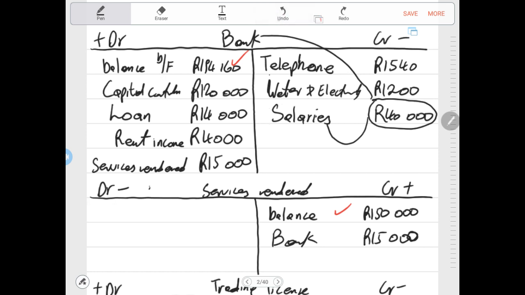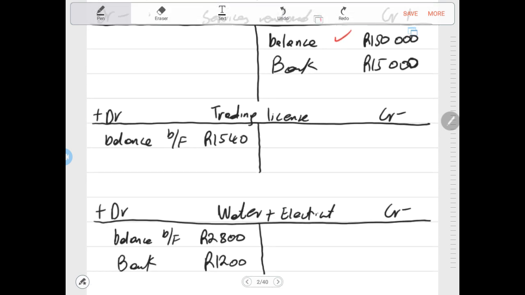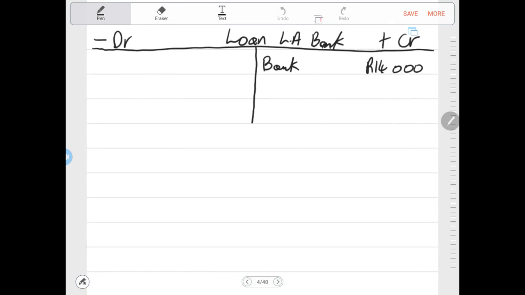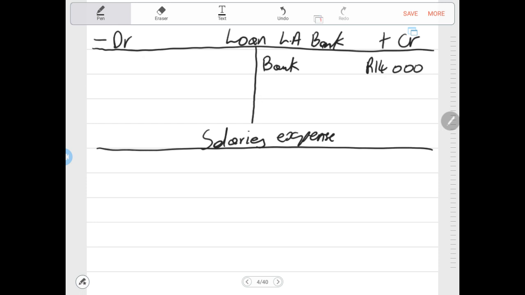So now we need to ask, do we have a ledger account called salaries? We don't have a salaries ledger account. Then we need to open a ledger account called salaries. Now let us open the ledger account called salaries. Salaries are an expense. We know that because salaries are an expense, you will always be recording on their increasing side, and salaries increase on the debit side. Therefore, the 40,000 will be recorded on the debit side where the expenses are increasing.